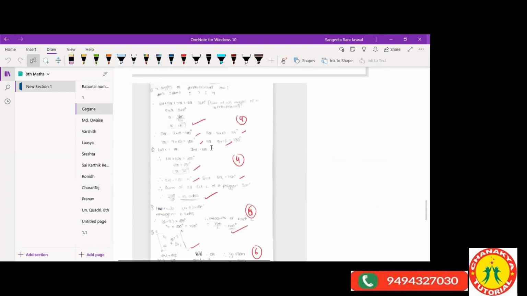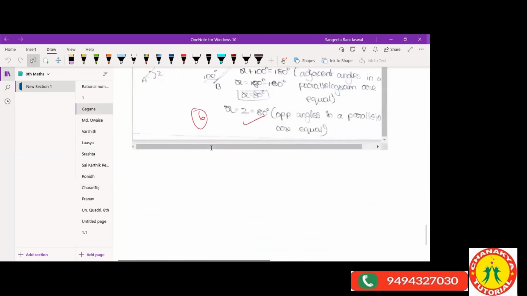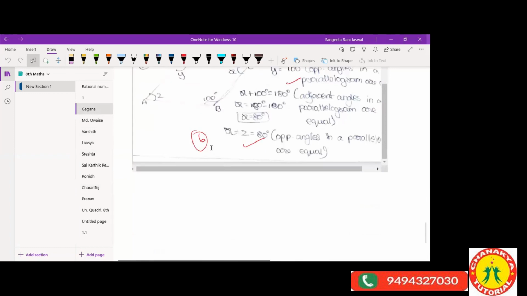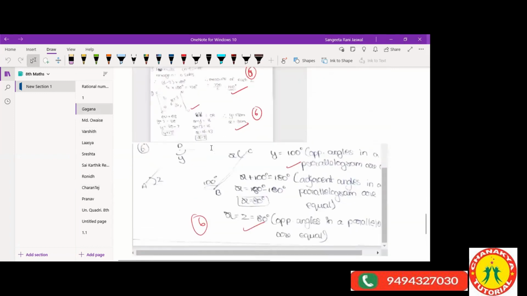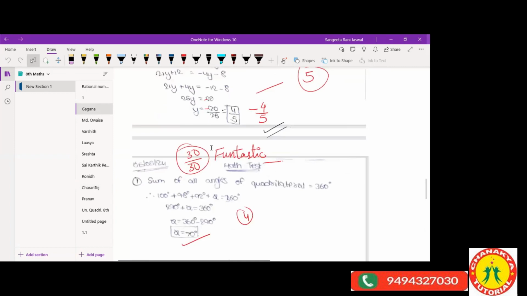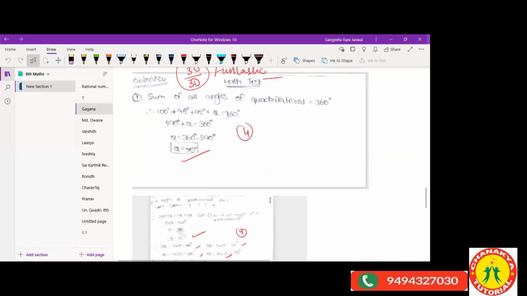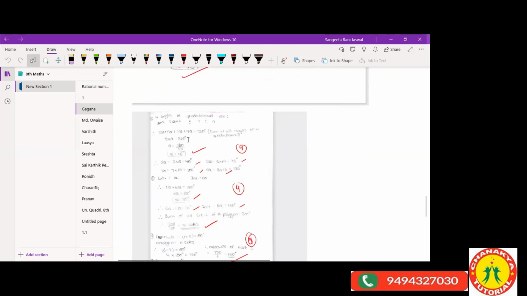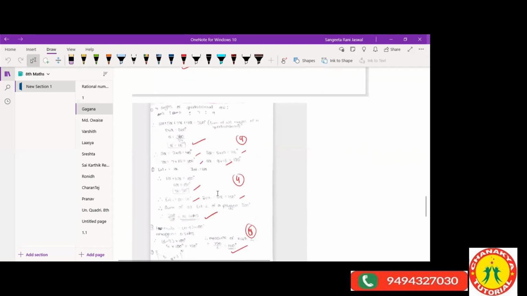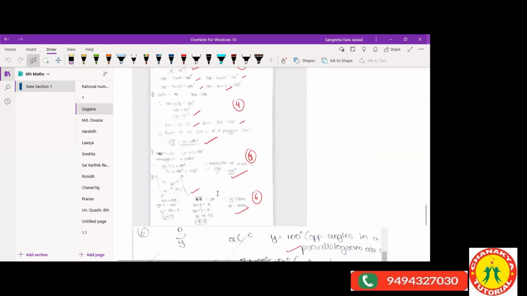Gagana can see the paper. This is your previous paper. Yes, Gagana, this is your paper. The sum of all the angles of the quadrilateral is 360. So here you have all the questions, but the only thing is the font is very small here. But you have all your answers correct.